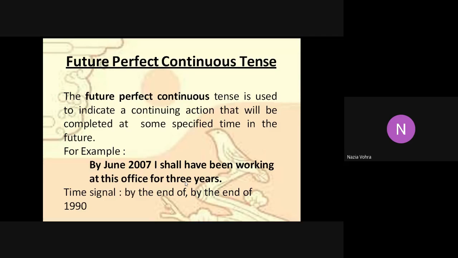But we don't use it. So don't bother yourself too much with these tenses. Only think about in more detail or try to go perfectly with the simple tense, the continuous tense, and the perfect tense. Don't bother yourself much with the perfect continuous tense. Okay.